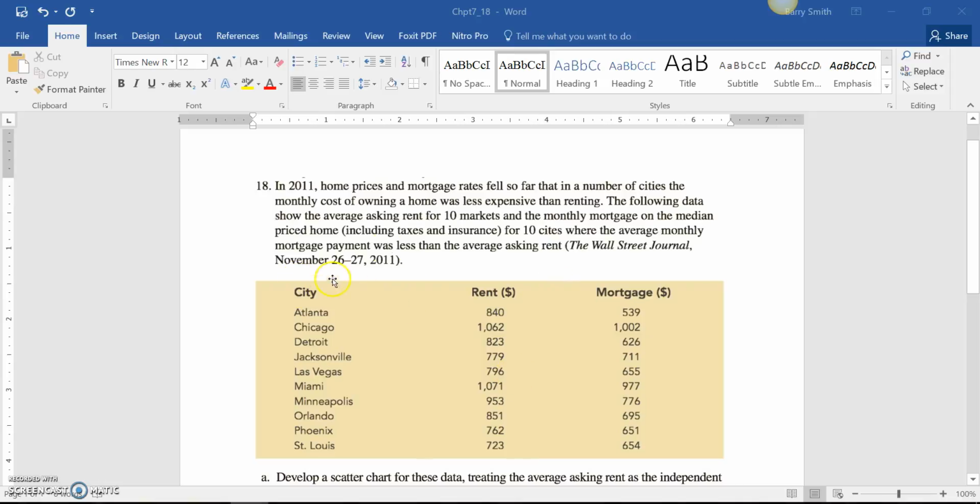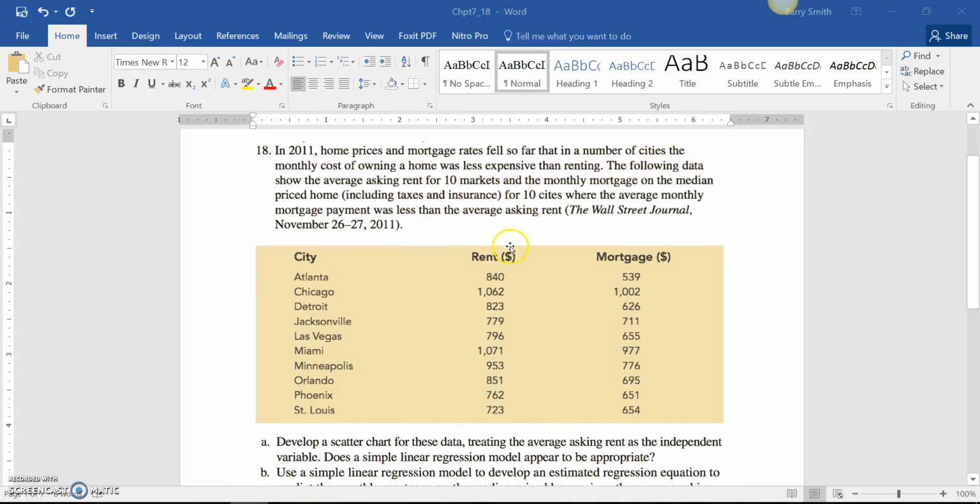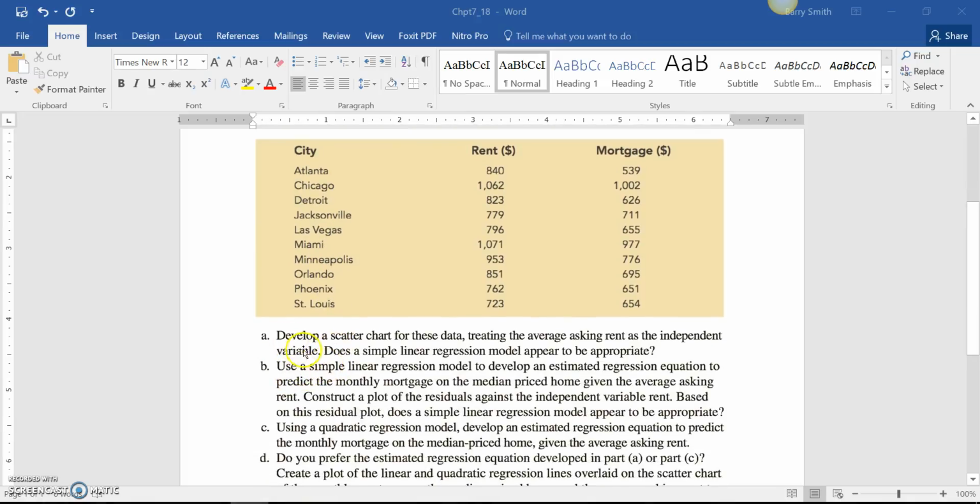Okay, so I'm going to do a problem out of Chapter 7, number 18. And so this is what it says. I'm not going to read the whole thing, but we're basically looking at the rents versus mortgages for these cities. And we're supposed to do four things.